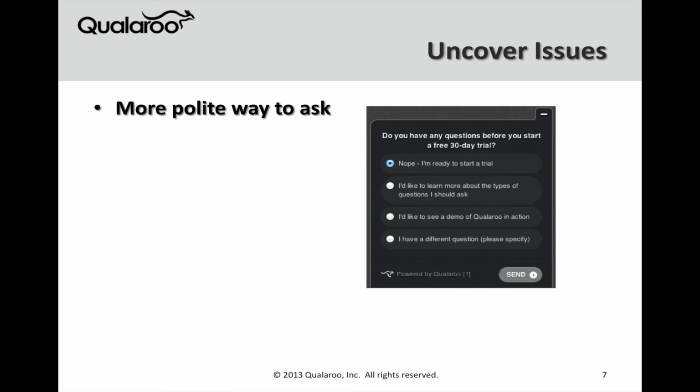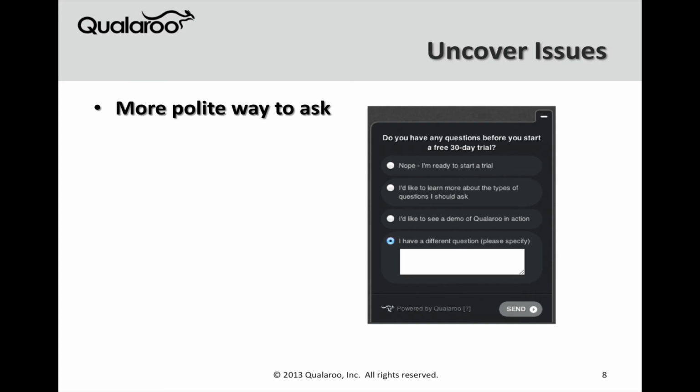It just asks, do you have any questions before you start a 30-day trial? "Nope, I'm ready to start a trial" is a pretty typical answer. Another is "I'd like to learn more about the types of questions I should ask." Obviously, that's the one that leads to this presentation that you're looking at. "I'd like to see a demo of Qualaroo in action" is actually the most popular answer here. Or the last one is "I have a different question, please specify."